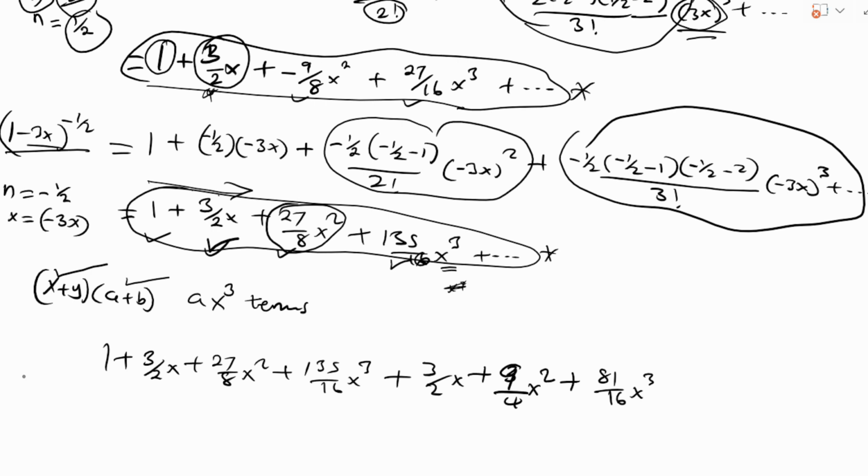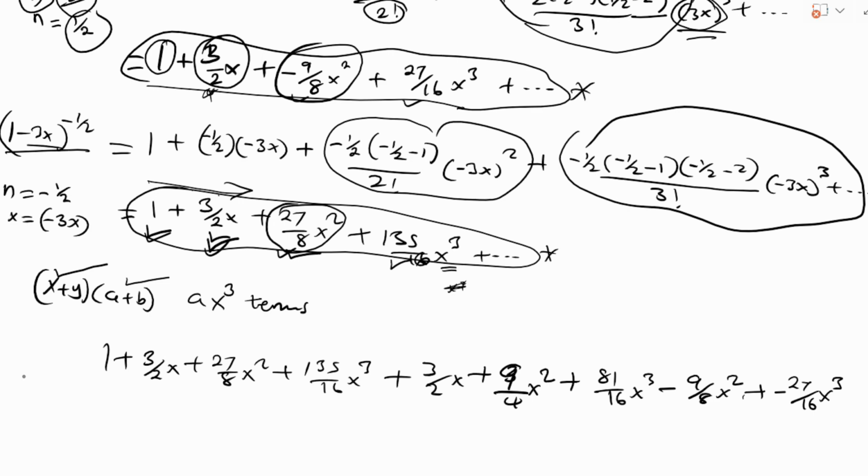We come back to the next one, which is negative 9 over 8x squared, and then again this one multiplied by 1, you get negative 9 over 8x squared. Multiply by 3 over 2x, you shall get negative 27 over 16x to the power 3, and if you multiply by 27 over 8 here, you shall get x to the power of 4, which we don't want, so you leave it at that point.